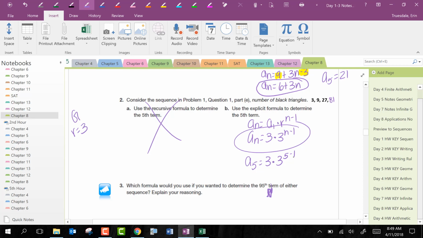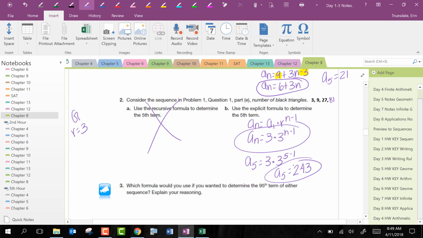Now you have to be careful when you plug this in your calculator. You have to put this whole exponent in parentheses to make sure that it's right. So really this is 3 times 3 to the 4th. Okay, so go ahead and do that. Figure out what the 5th term is. You should get 243, so make sure you can get that.